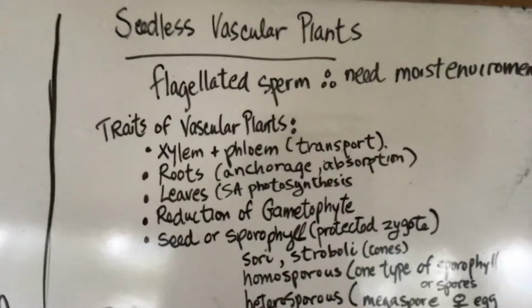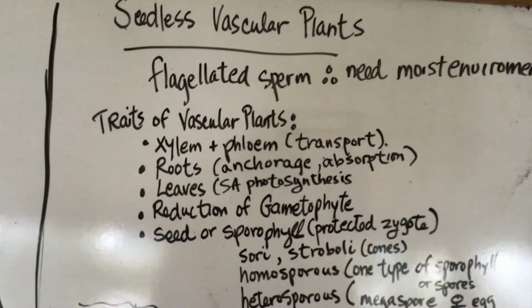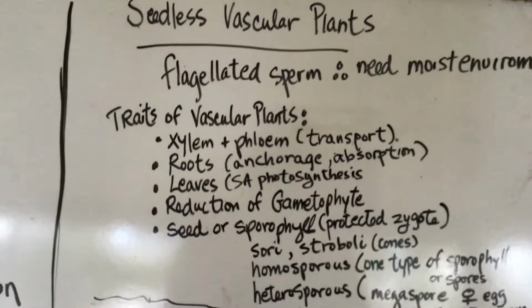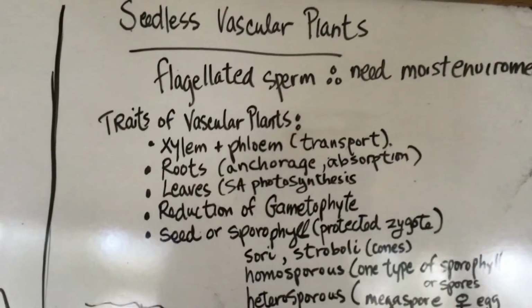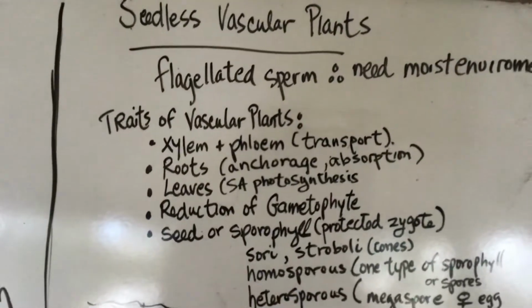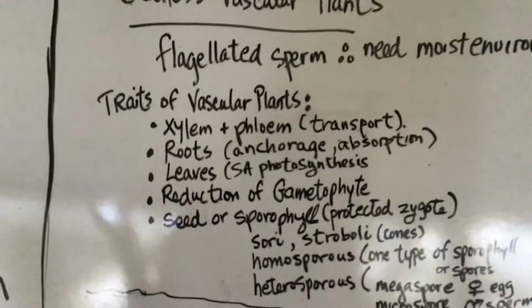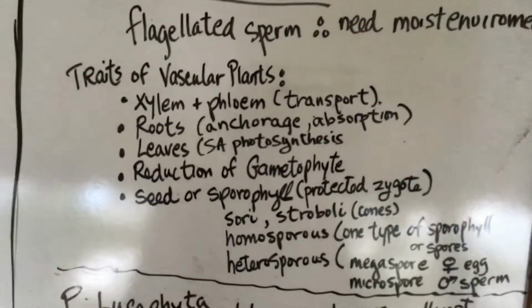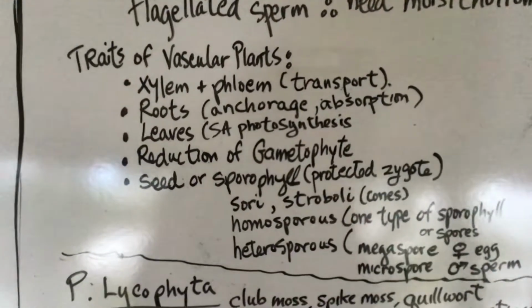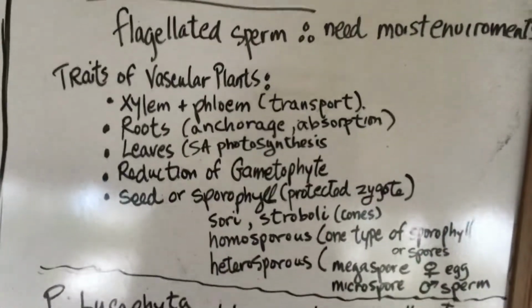They will have true roots. These are structures like the rhizoids that we were talking about for anchorage and absorption, but they have a vascular system in them. They have true leaves, that is, structures that have a vascular system in them and are a surface area for photosynthetic action. And then they have this thing called the reduction of the gametophyte, which is what I just mentioned, but as we look at the life cycle, I'll talk about it a little more. And then the seed or sporophyll is just a structure to protect the zygote.